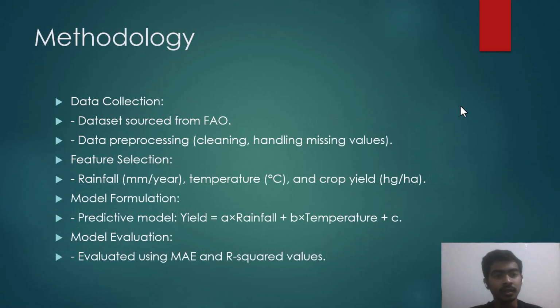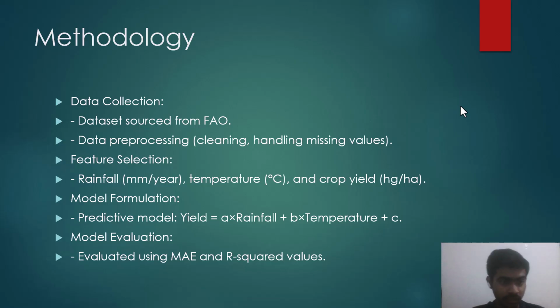So let's talk about the methodology we followed during the whole process. At first, we collected historical data about Indonesia and its crops, such as the datasets from FAO. Then we proceeded with some cleaning and handled missing values. Then we have feature selection, where we used millimeter per year for rainfall, degree Celsius for temperature, and for the crop yield we use hectogram per hectare.